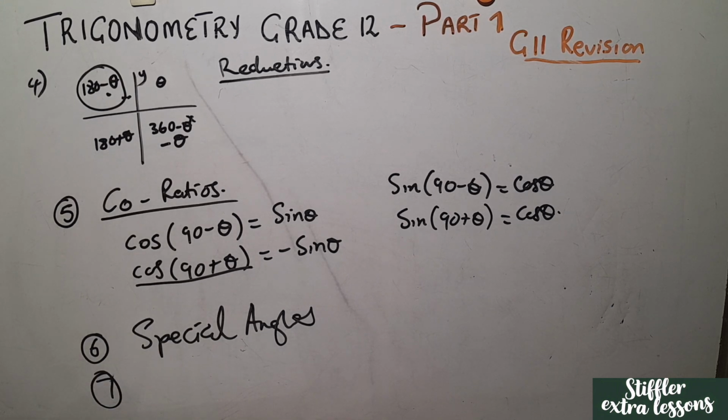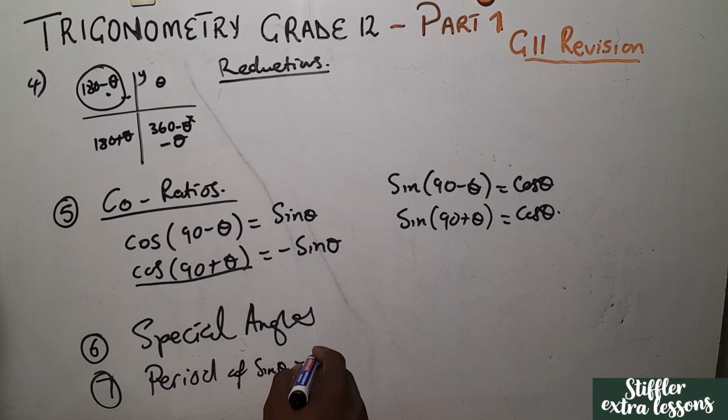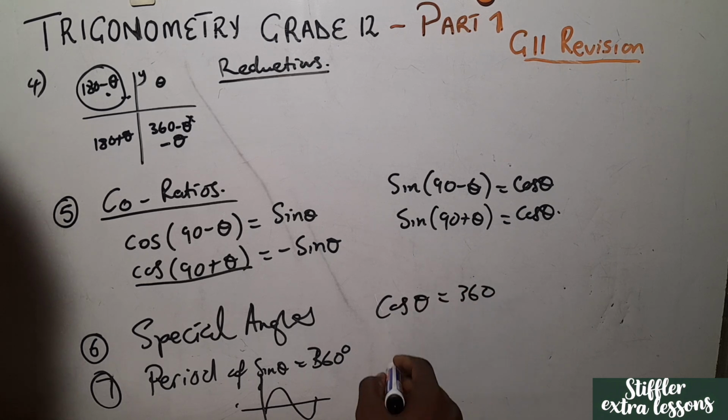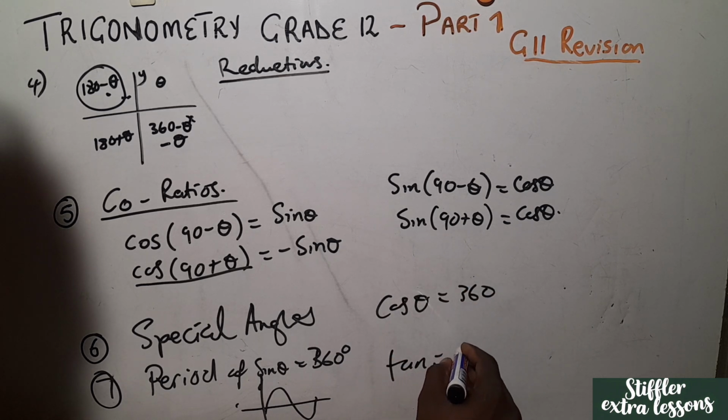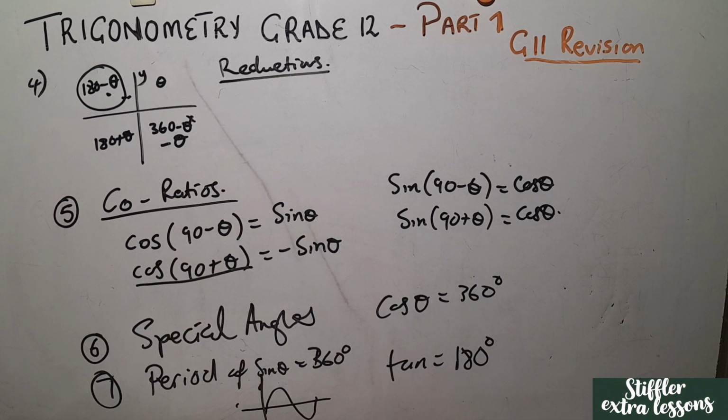And tool number 7. This tool number 7, we actually use it when we are dealing with the general solution, right? So this is to know the periods. So the period of sine theta is equal to 360 degrees. So the function of sine repeats after every 360, and we also have cos of theta, which is also 360, but the period of tan is 180 degrees, like that, right?